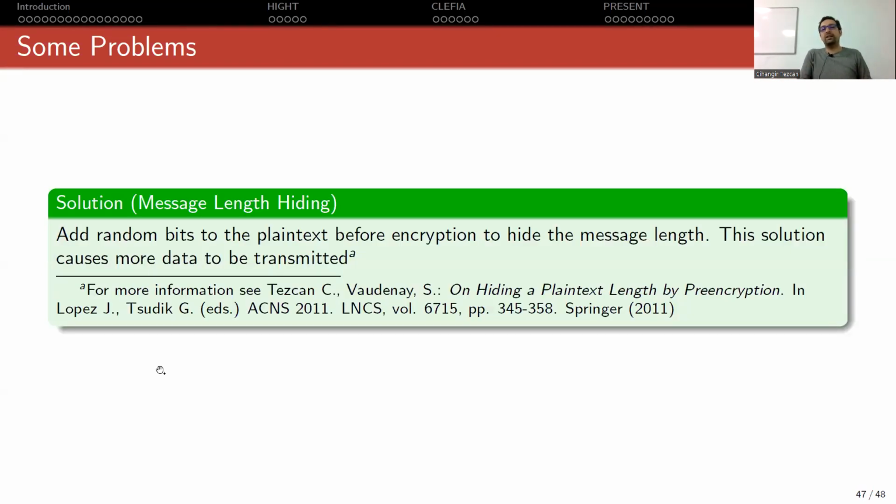One solution is adding random bits to the plain text before encryption to hide message length. Of course, this solution causes more data to be transmitted. And in the lightweight world, this might be a problem, right?